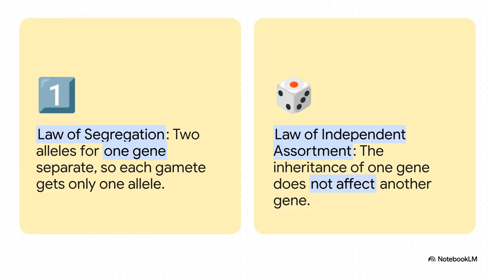And right here, this is the heart of the problem. You look at the definitions side by side and they sound so similar. They're both about stuff separating when you make sperm or eggs. But here's the key difference in a nutshell. Segregation is all about the two copies for one single gene. Independent assortment, that's about how different genes for totally different traits behave with respect to each other. To really get that, though, we've got to go back to the beginning.